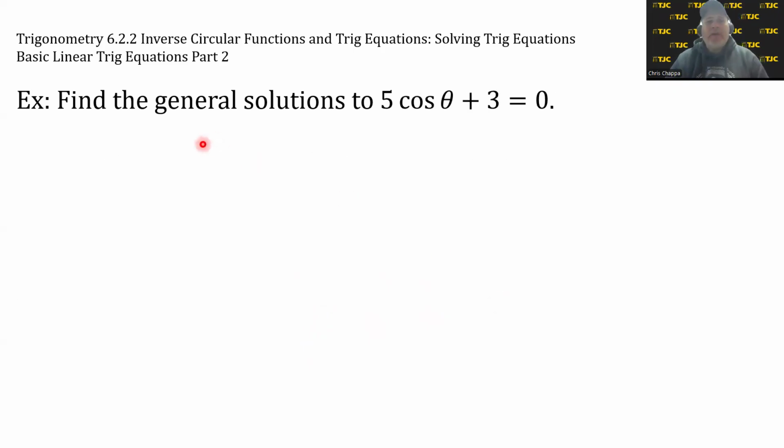Now let's try one more. Find the general solutions to 5 cosine theta plus 3 is equal to 0. Again, I want you to think about how you would start this. To solve a basic linear trig equation, you start by isolating the trig function. Think about the 2 steps necessary to do that. They're pretty transparent.